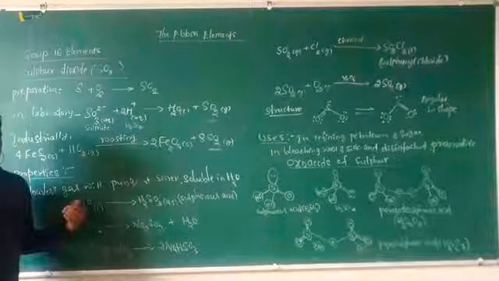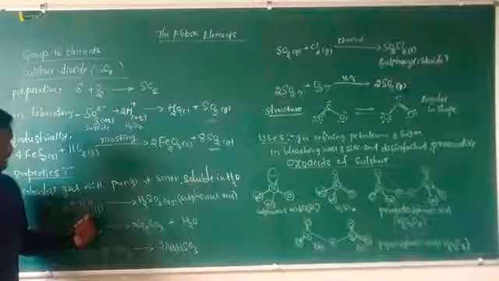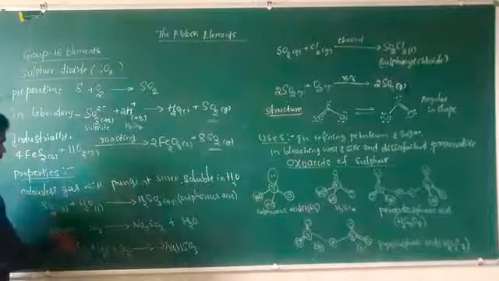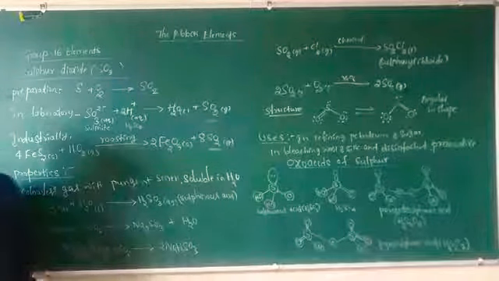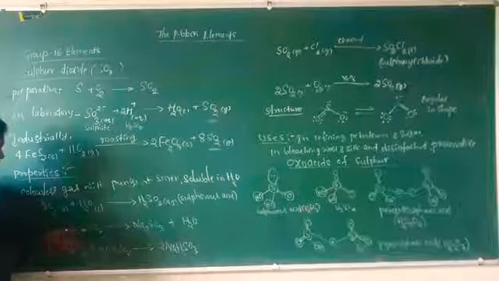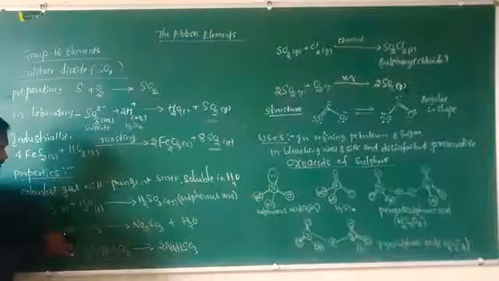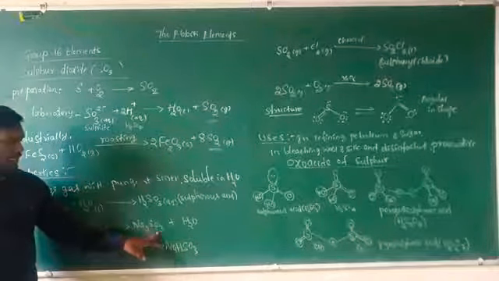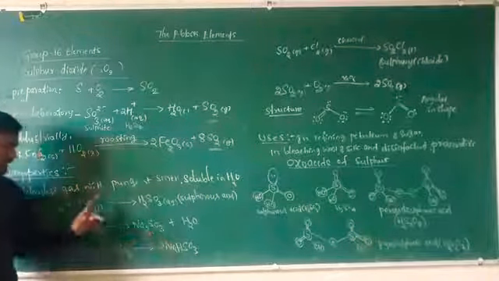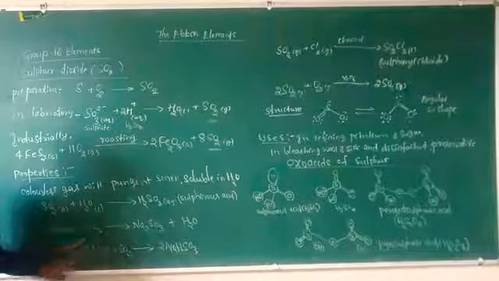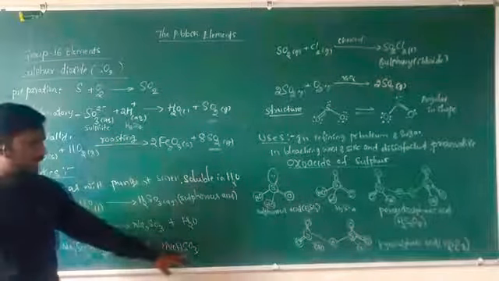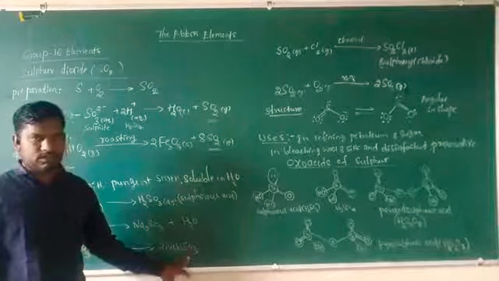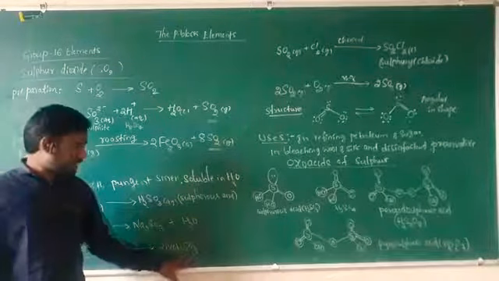For one mark, they will ask what happens when sulfur dioxide reacts with water: it forms sulfurous acid, H2SO3. What happens when sulfur dioxide reacts with a base? NaOH is the base. Sulfur dioxide reacts with sodium hydroxide to form sodium sulfite, Na2SO3. Sodium sulfite reacts with sulfur dioxide a second time to give sodium hydrogen sulfite. This is one of the uses of sulfur dioxide, to prepare sodium bisulfite.